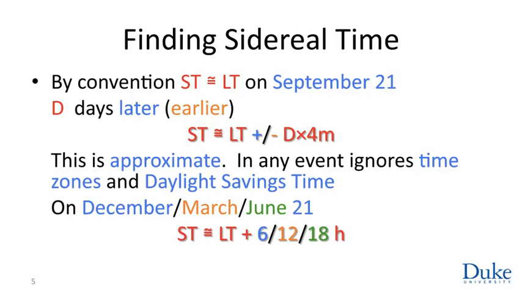So on or about September 21st, wherever you are on Earth, your sidereal time is approximately equal to your local time. Now, I should qualify this. Remember, local time varies from position to position continuously. If you move about 15 degrees east in longitude, then local time is an hour later. That's what time zones are about.